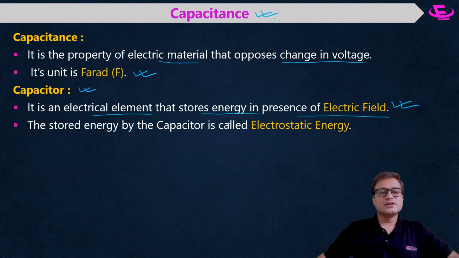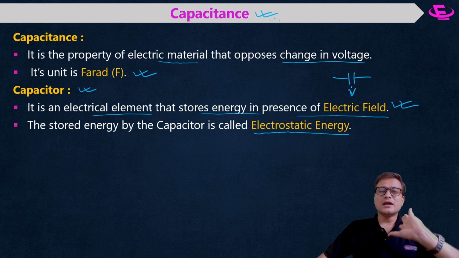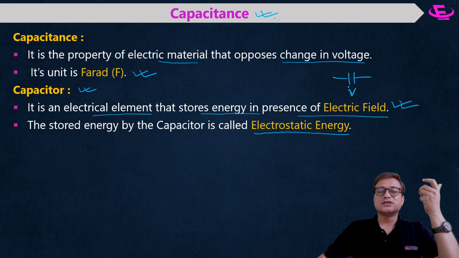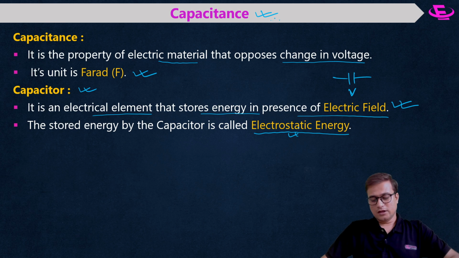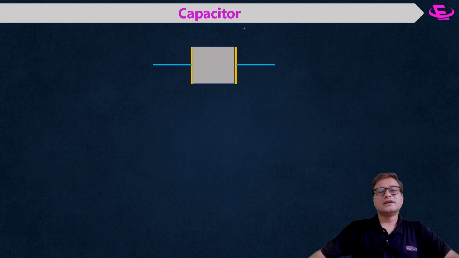Now, the energy stored by the capacitor is called electrostatic potential energy. What does it mean? Suppose this is the symbol of a capacitor. If you apply voltage, then only the capacitor will store energy. If you are applying electric potential, then the capacitor will store energy. Hence, it is called electrostatic potential energy. Clear? It is a potential form of energy because it has been stored due to electrostatic potential. The same concept.